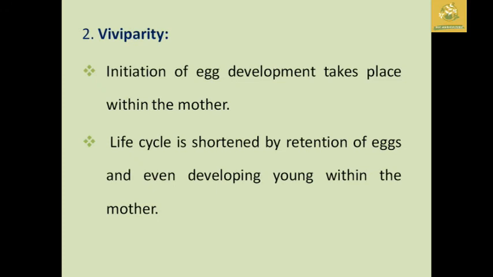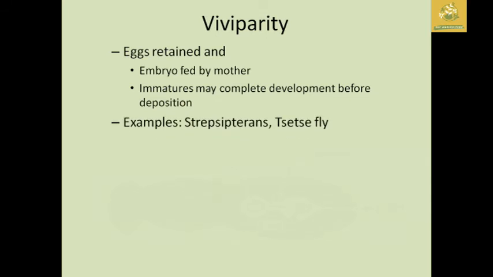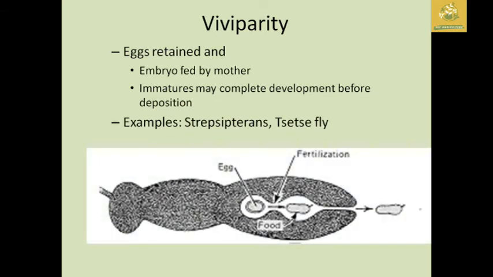And the other one is viviparity, where the egg development takes place within the mother, and the life cycle is shortened with the retention, and the developing young one is kept within the mother. So in viviparity, eggs are retained, the embryo is fed by the mother, and the immature stages may complete development before deposition occurs. For example, Strepsiptera and the tsetse fly, where they give birth to a larva.